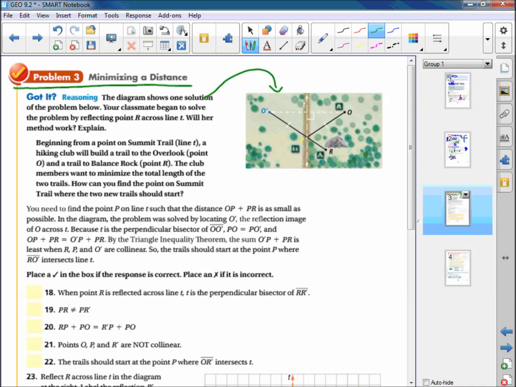So here's what's going on. Summit Trail is line T. That's this trail that's already built.